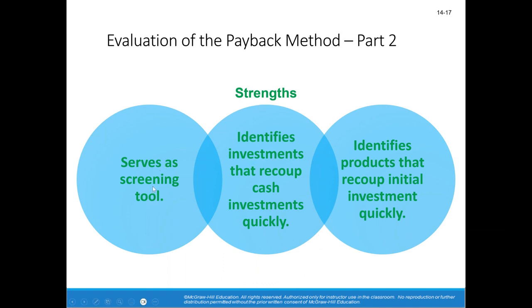It is a screening tool. You can quickly say, we want to first look at things where we get our money back in 5 years, and then after that, we may evaluate them on a different basis. So again, it shows how investments would be recouped quickly, and identifies products that recoup the initial investment quickly.